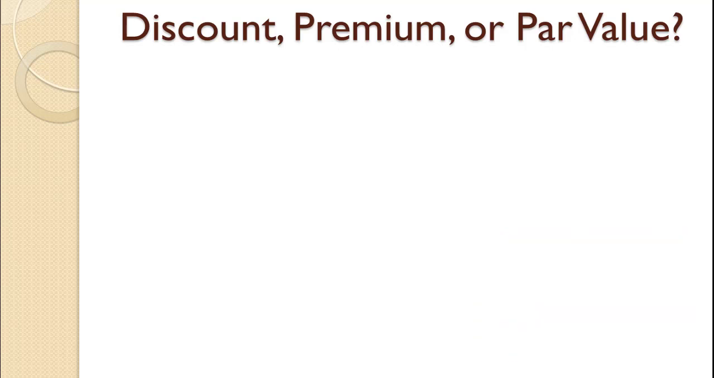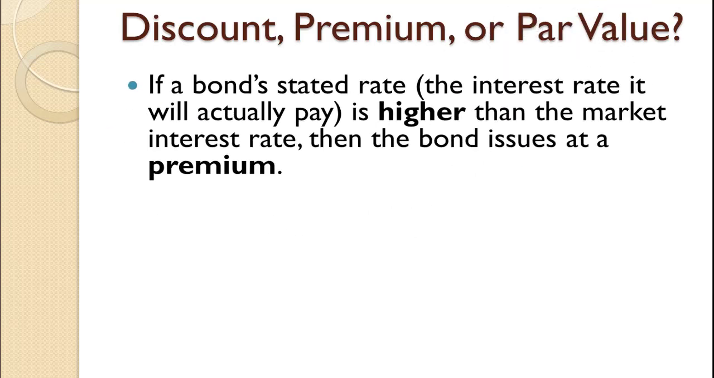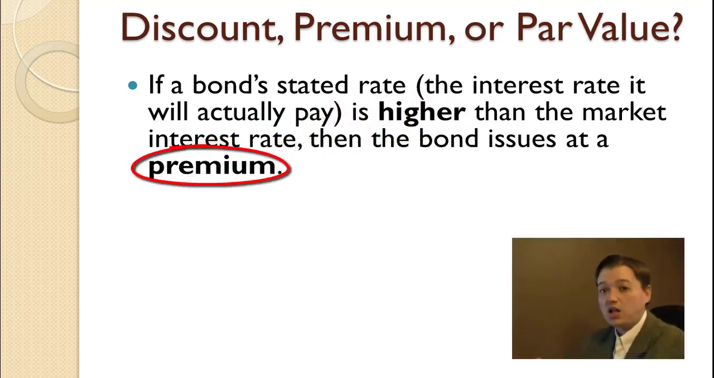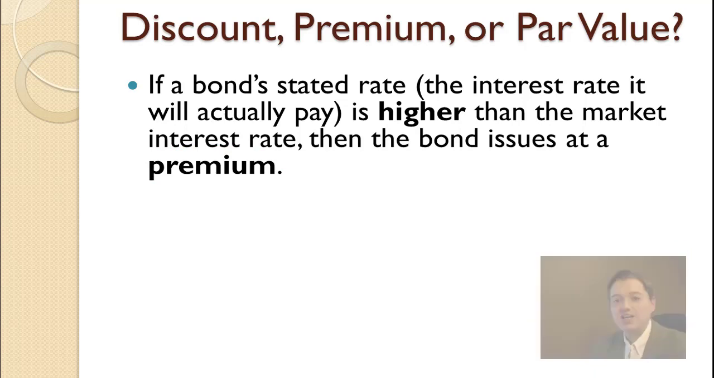Now, these same principles apply to the purchase of bonds. If the bond stated rate, the interest rate it's actually going to pay, it's in the contract, is higher than the market interest rate or the effective rate or the discount rate that your company uses, then you're willing to pay a premium. Why? Because if I can get 10% everywhere else and you're offering 15%, I'd be willing to pay you extra to get that 15% interest rate.